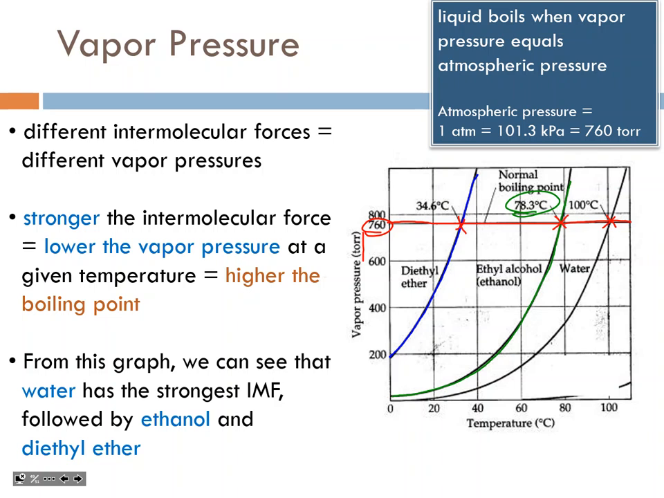And as you can see, the water curve there, the farthest to the right, means it has the higher temperatures at the different vapor pressures for the boiling points, because the line represents the boiling points at the different vapor pressures.